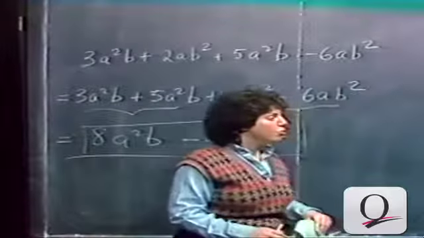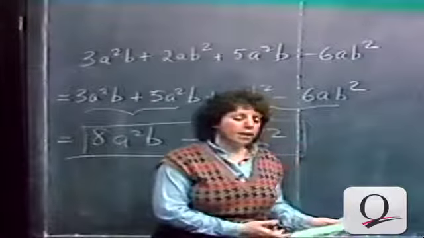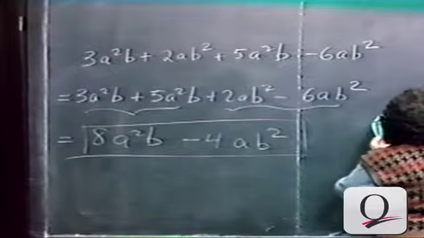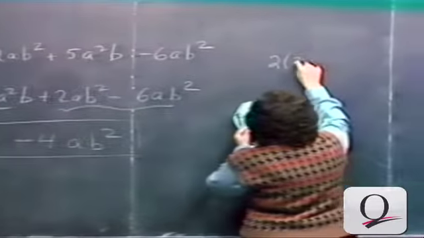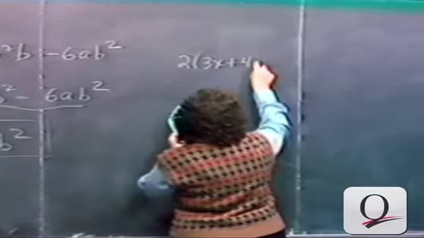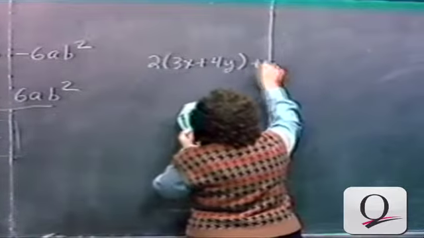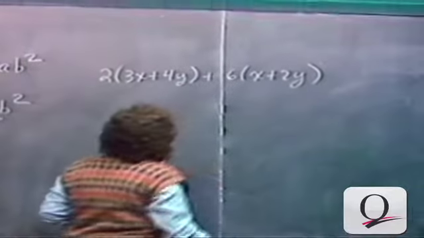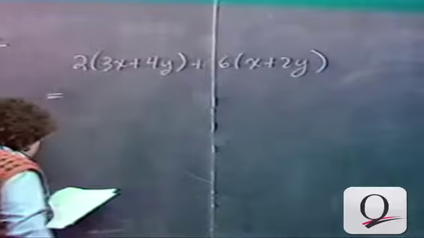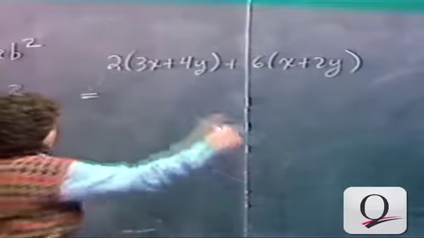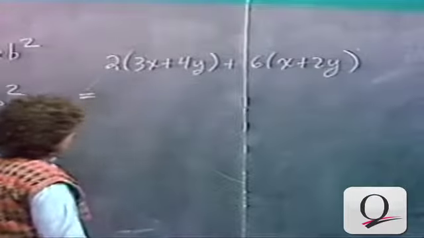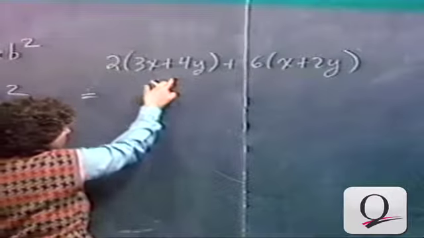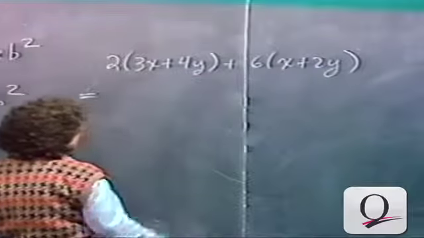Now, frequently, we have to eliminate parentheses before we can combine like terms, like we have in the following example. 2 times 3x plus 4y plus 6 times x plus 2y. All right? Before we can combine like terms, we have to perform these multiplications. We have to distribute the 2 through the parentheses and the 6 through that parentheses.